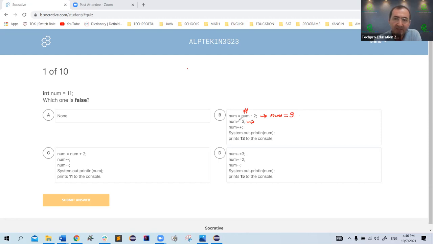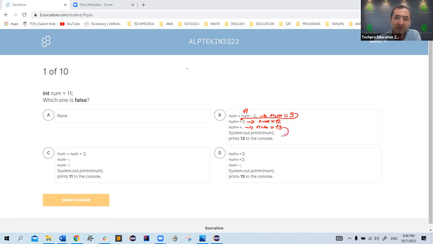Next line. We are increasing the value of num by 3. We take the value of num from the previous line and put it here. It was 9, 9 plus 3. So the new value of num is 12. Again, we have a look here, increment. This is the third one. Remember, it is a special one. It makes the value one bigger. So it is 12 when we increase by 1, so num value will be 13.